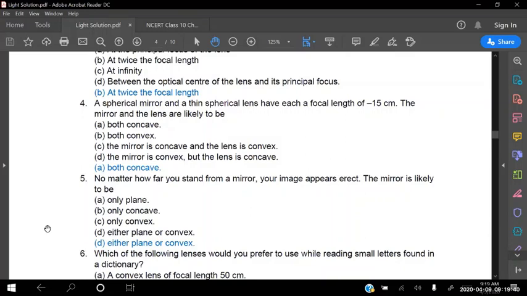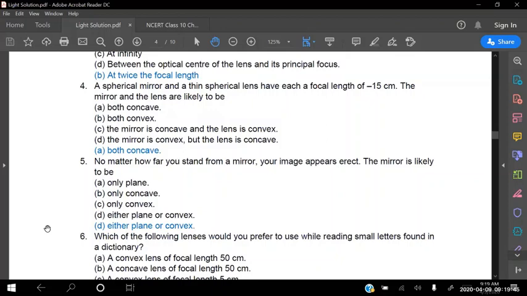A spherical mirror and a thin spherical lens have each a focal length of minus 15 centimeter. The mirror and the lens are likely to be. Now for this, I just want to mention that if there is a negative sign of the focal length, then the mirror which will be having the negative sign of the focal length will be concave. Okay, and the convex lens always has the positive focal length. That means concave lens. So you have to choose which mirror it is. So first of all, the answer is for the spherical mirror, convex.